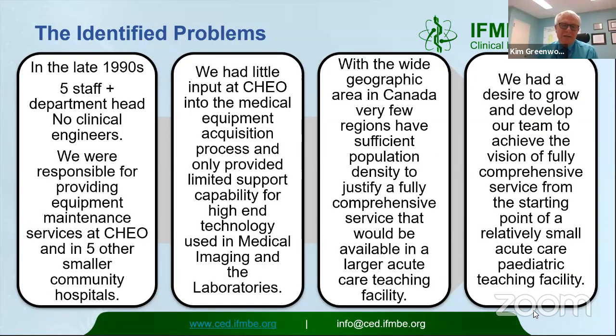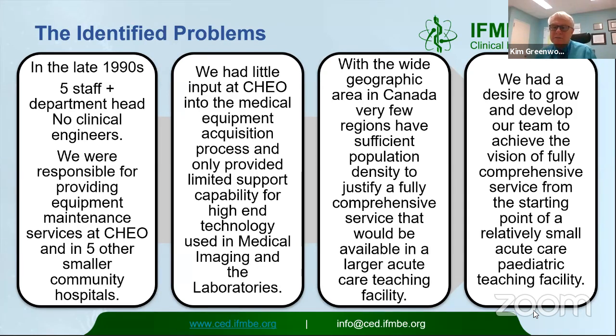Back when I started here in the late 90s, myself and my team identified some problems with our operation and limiting factors. In the late 90s, we were 5 staff with no clinical engineers and the department head. We were responsible for maintaining equipment at the Children's Hospital and 5 other smaller community hospitals. At that time, we had no input into medical equipment acquisition, and we only provided limited support to high-end technology such as medical imaging or laboratories. Coupled with this, in Canada, we have a huge geographic area with very few population areas with sufficient density to justify a fully comprehensive service that you would normally see at a larger acute care teaching facility, particularly in the US. That's our closest comparator.